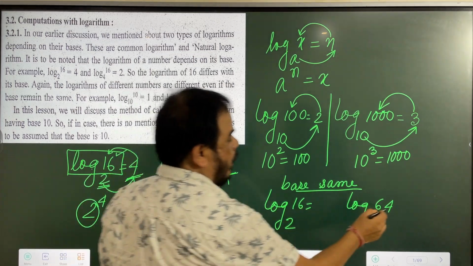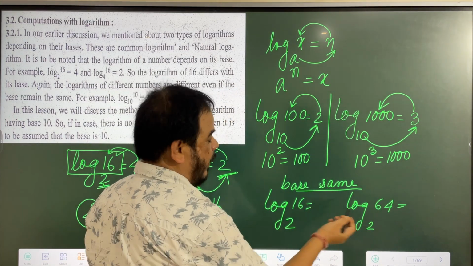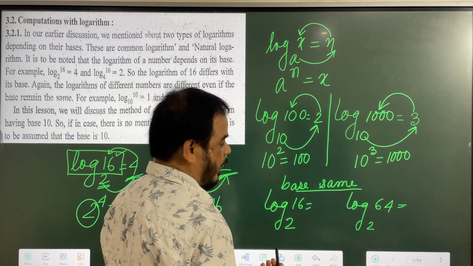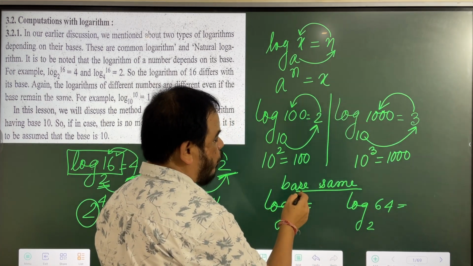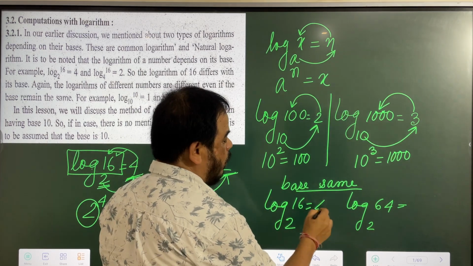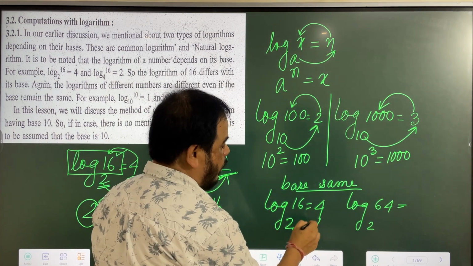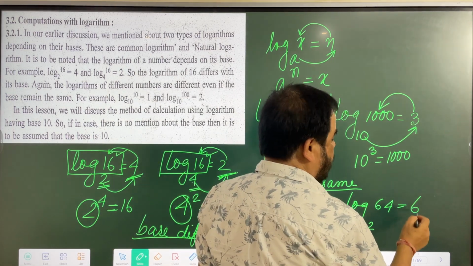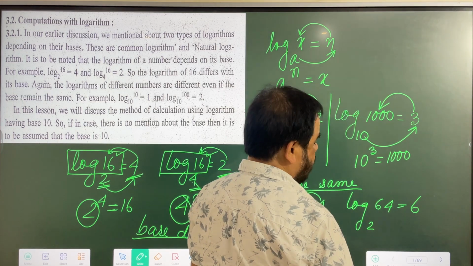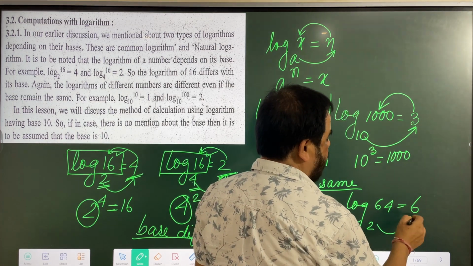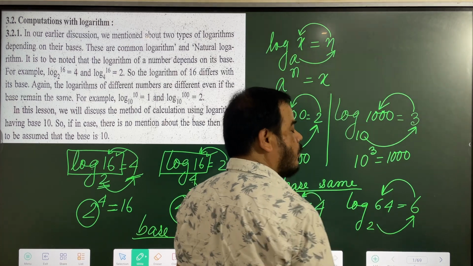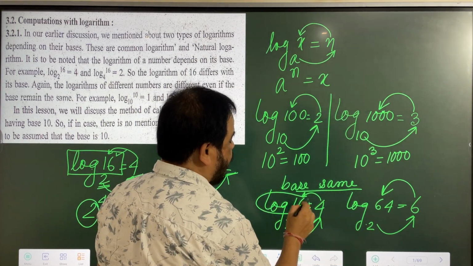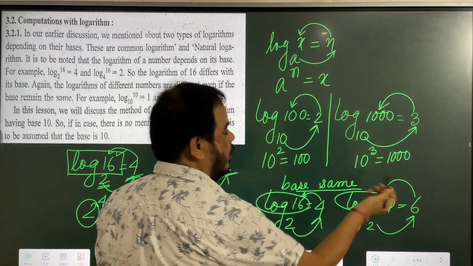So here the value will be different. Log 16 base 2 and log 64 base 2 will be different. 2 to the power 4 is 16, so here we will get 4. 2 to the power 6 is 64. So the base is the same, but the number whose logarithm we take is different, so we will get a different value.